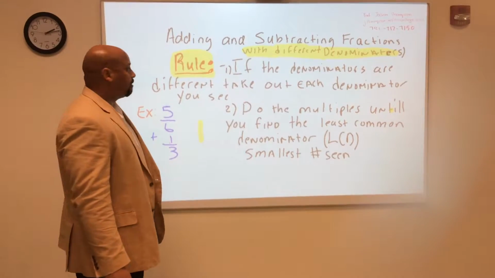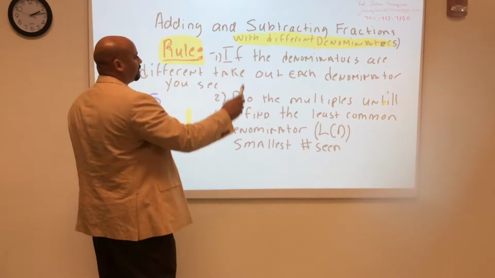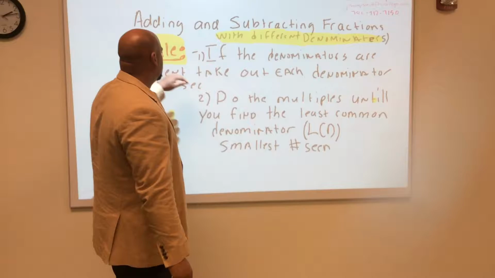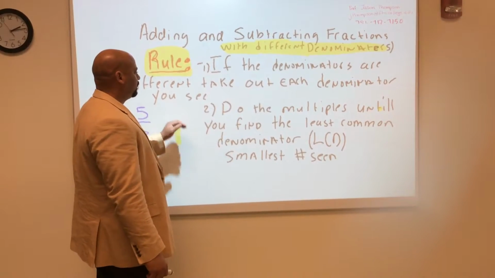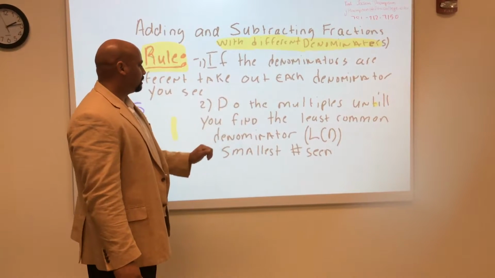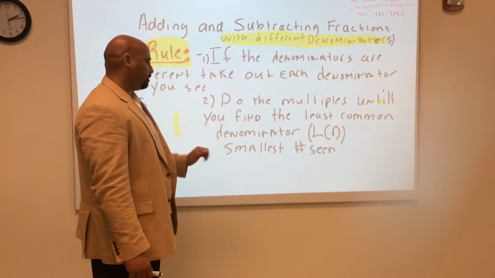Okay, now we're going to talk about adding and subtracting fractions with different denominators. So the rule is, if the denominators are different, take out each denominator you see, and do the multiples until you find the least common denominator, or the smallest number.